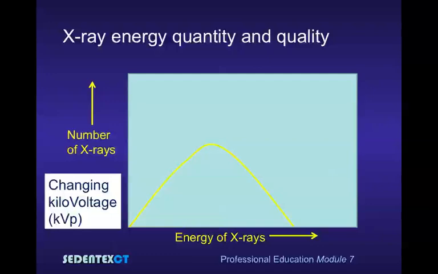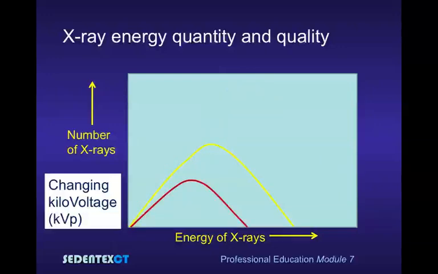What about kilovoltage? Well, if we increase the kilovoltage, the effect is to not only increase the quantity of X-rays, but also their quality. You will see that the curve is now moved to the right, both in extent, and the peak of the curve has also moved to the right.